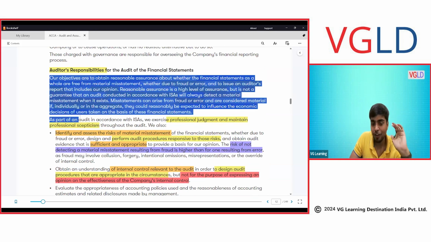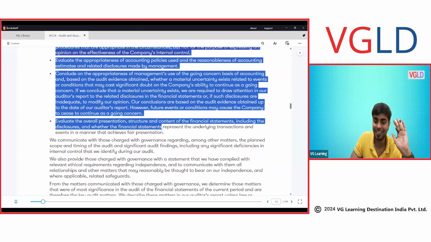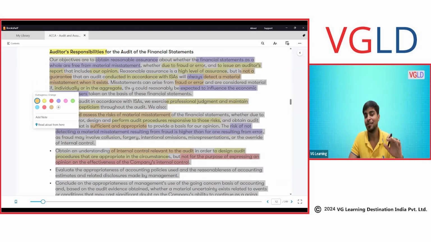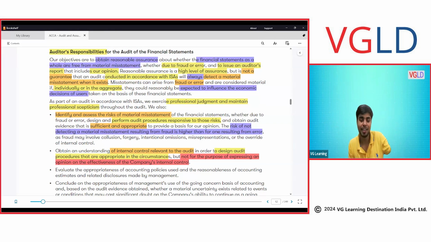If you want to revise your audit chapter now, just go back and read auditor's responsibility. There is so much in auditor's responsibility. Okay, definitely I have covered this in the upcoming lectures. So please go through them. Especially after chapter number 6, go through this auditor's responsibility. This is a much more detailed version of auditor's responsibility, and you'll be able to understand it very well after you cover chapter number 6 and 7.